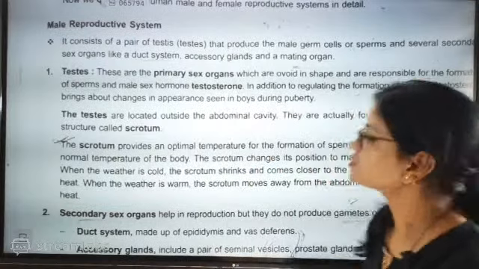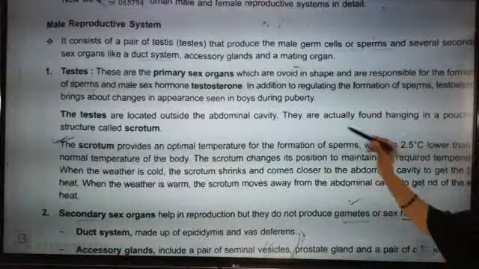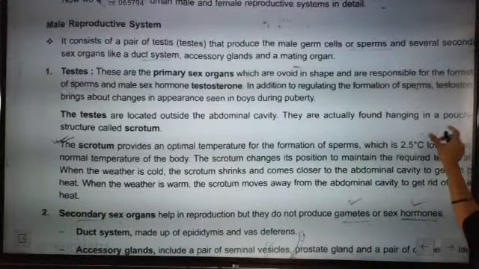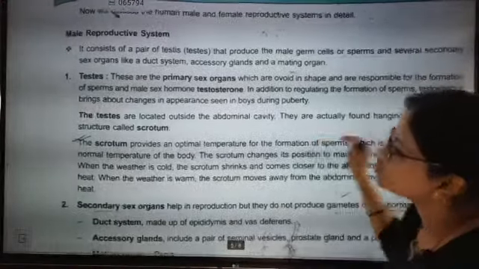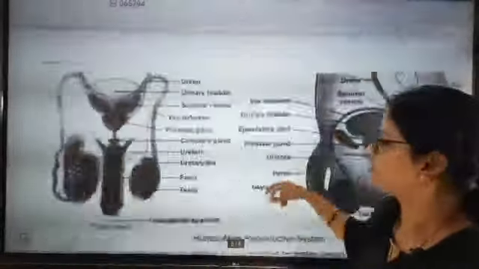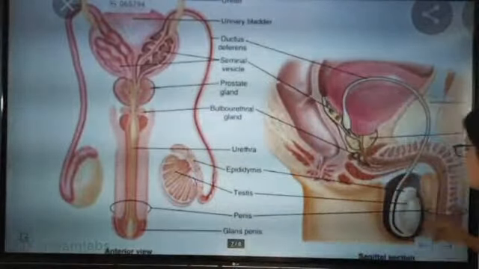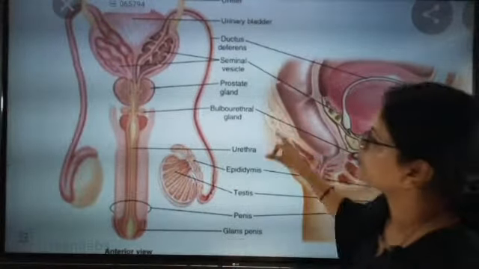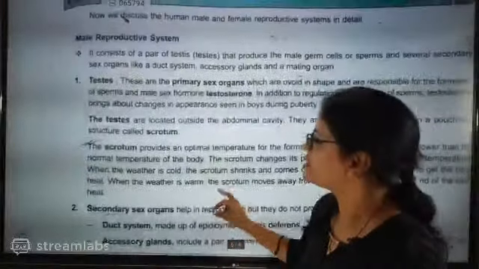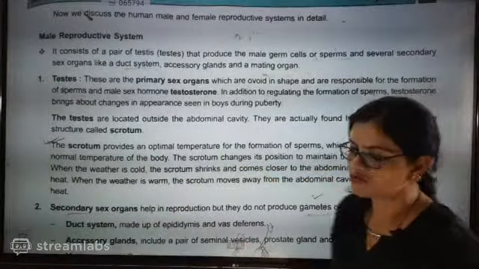So the testes are located outside the abdominal cavity. They are found hanging in a pouch-like structure called scrotum. So this is called scrotum. Here one pouch will be there. Now why is it present in the scrotum? The reason is that the scrotum provides an optimal temperature for formation of sperms.